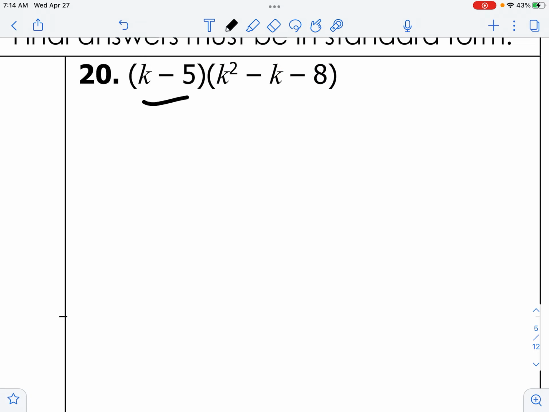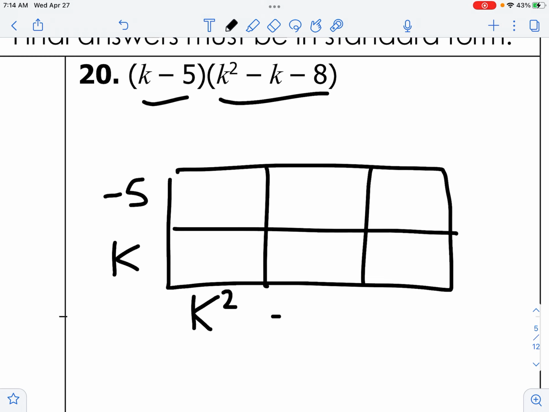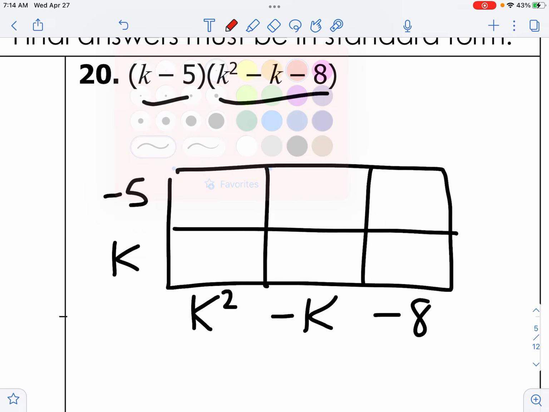Because I have a binomial and a trinomial, I'm going to do a 2 by 3 rectangle now. So k minus 5, k squared minus k minus 8. Same principles all apply here. It's a times table. I'm multiplying everything to get the answers in the boxes.